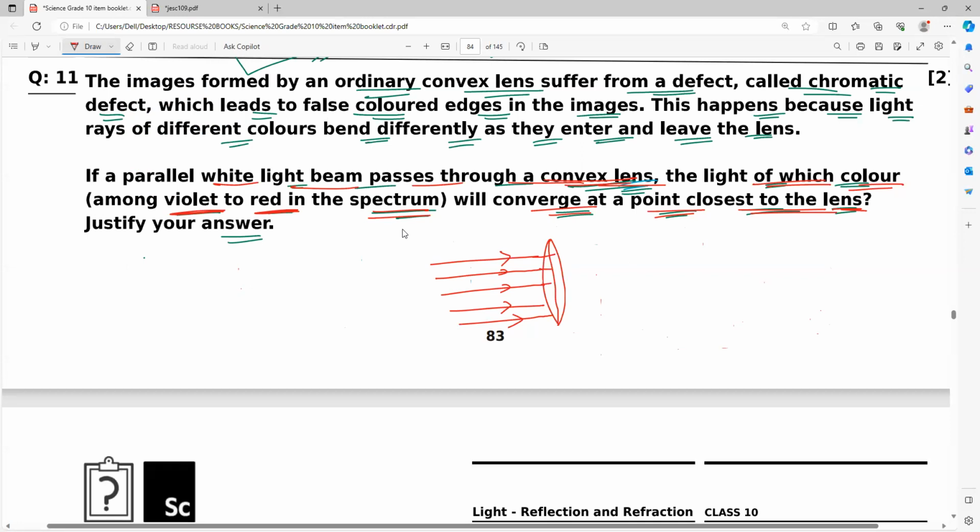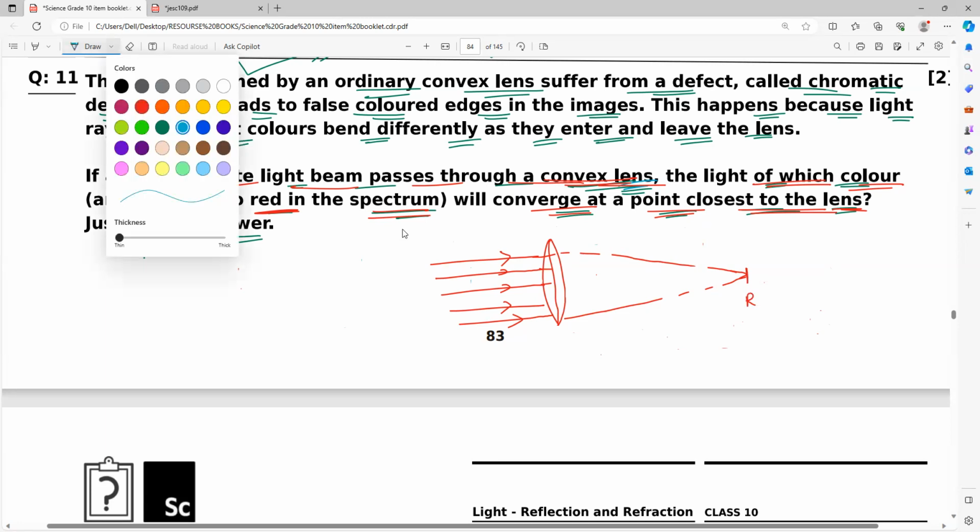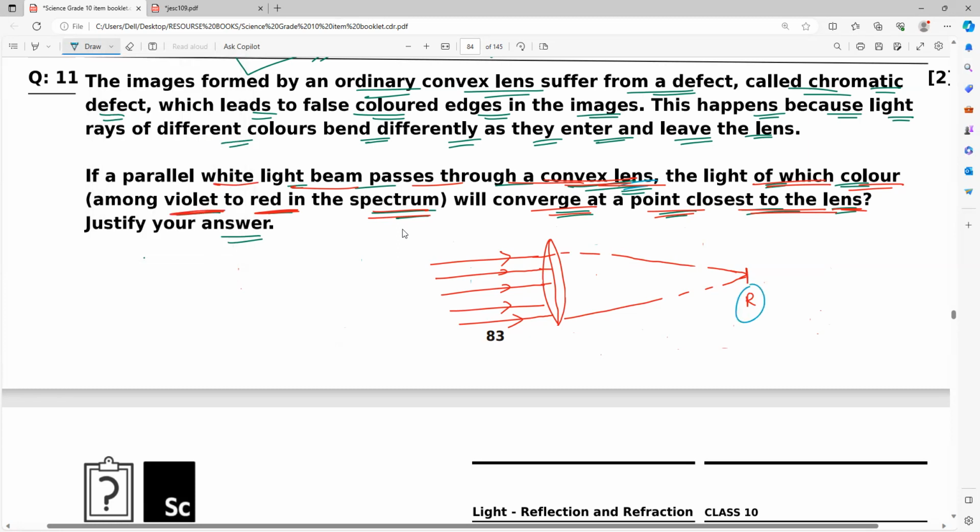You can see the red light will split. Red light will take more time to converge, because why? It is having more speed or less speed? More speed. So for red light, the refractive index of glass will act like a minimum or maximum? The refractive index of a glass or a lens, minimum or maximum? Minimum for red. Understand?